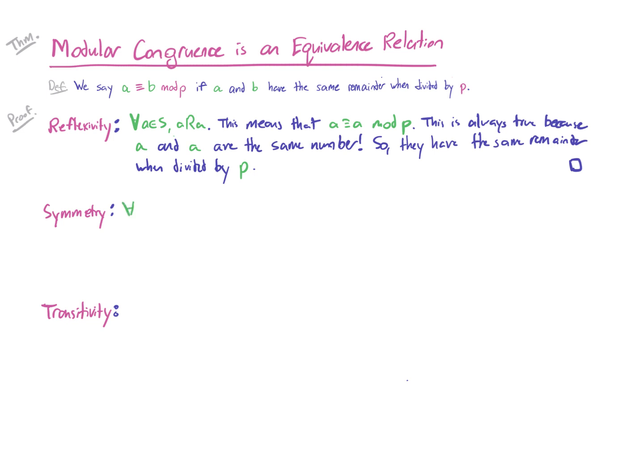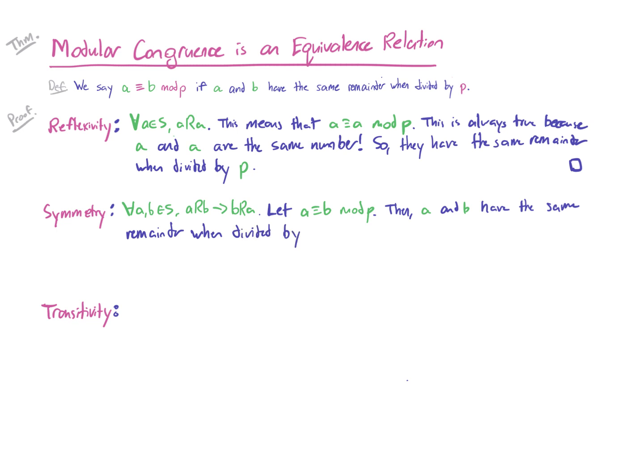Okay, so now let's do a proof of symmetry. So this time what we want to show is that for all A and B in the set that I care about, if A is related to B, then B is related to A. Okay, so now let's assume that A is congruent to B modulo P. Then we know that A and B have the same remainder when divided by P.